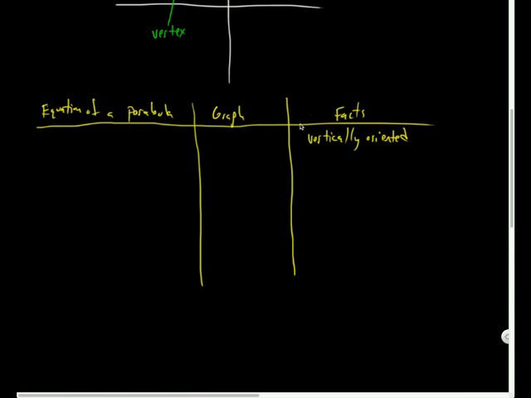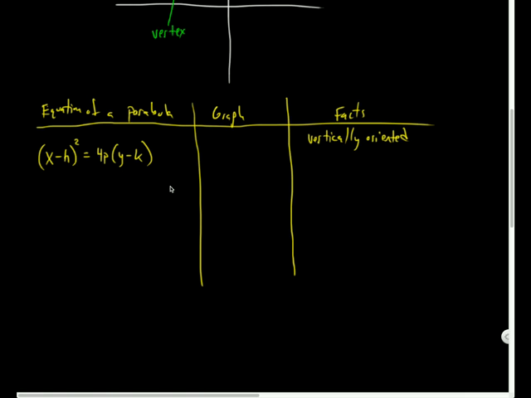Now if we think about vertically oriented parabolas in the past, our equation has always been something of the form y equals x squared. And similarly, in this case, our x term will be the one that is squared. So our equation is going to be (x minus h) squared equals 4p times (y minus k). Very different than what we've seen in the past.